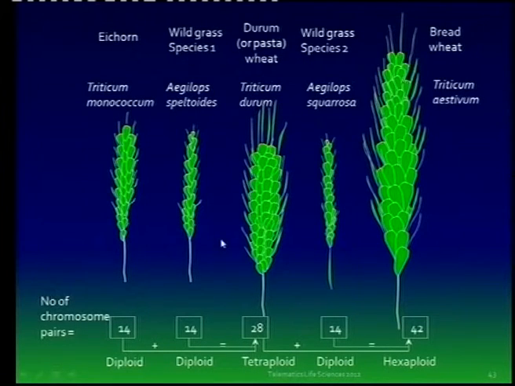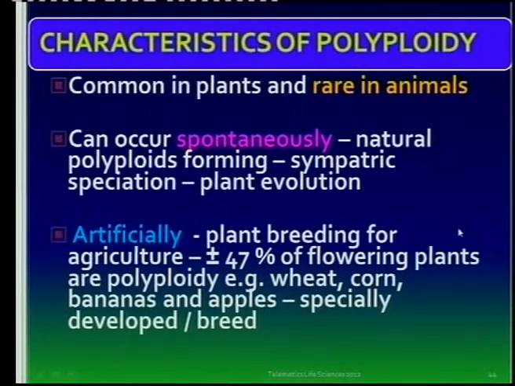It's very rare in animals, of course, but the wheat that we eat today is a result of polyploidy. It's now a hexaploid, three times the diploid number of chromosomes that we used to have years ago.